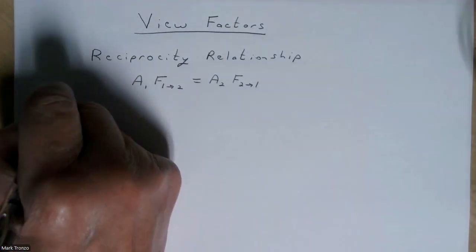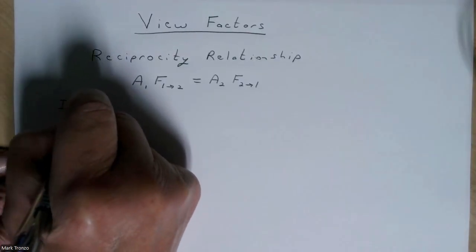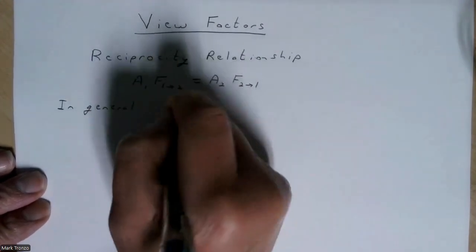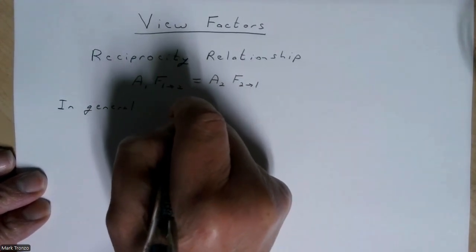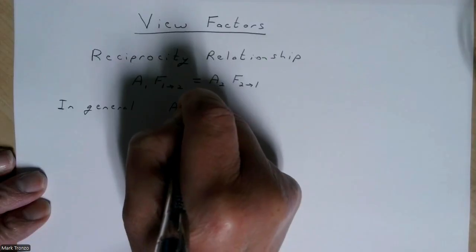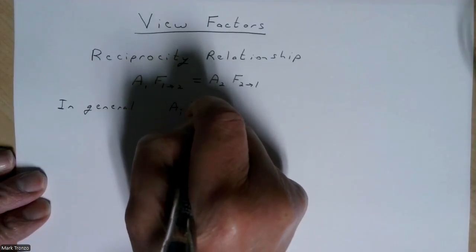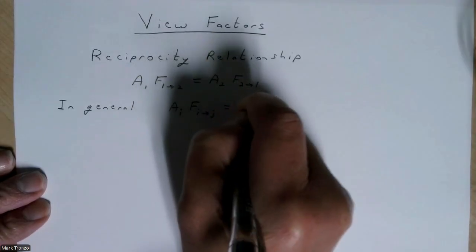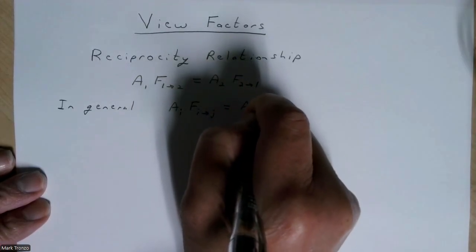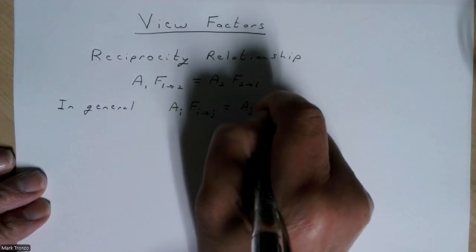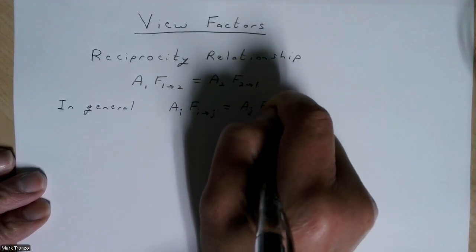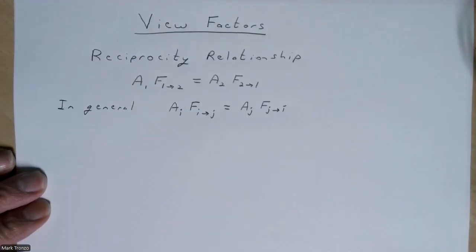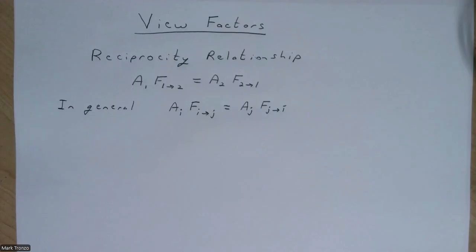And in general, this will work for any values. In other words, let's say you have just a general I, then Fi to J is going to be equal to Fj to I. So you can find any kind of relationship like that.